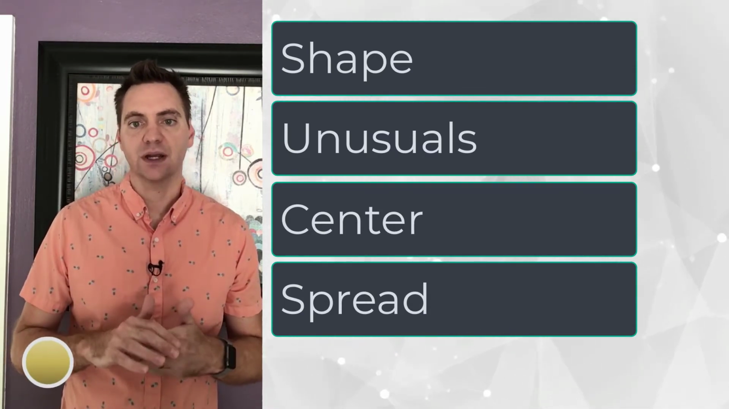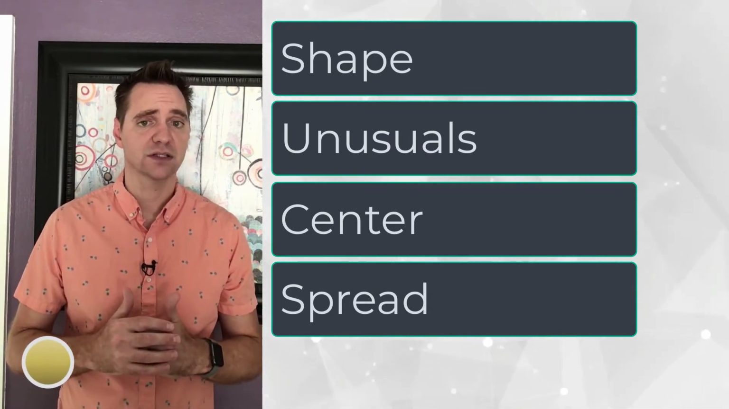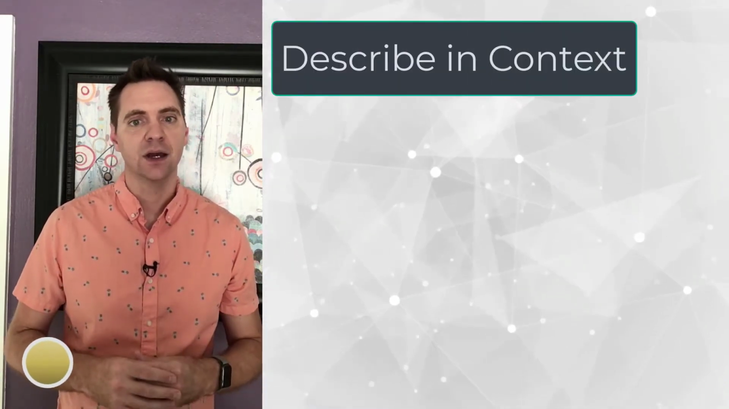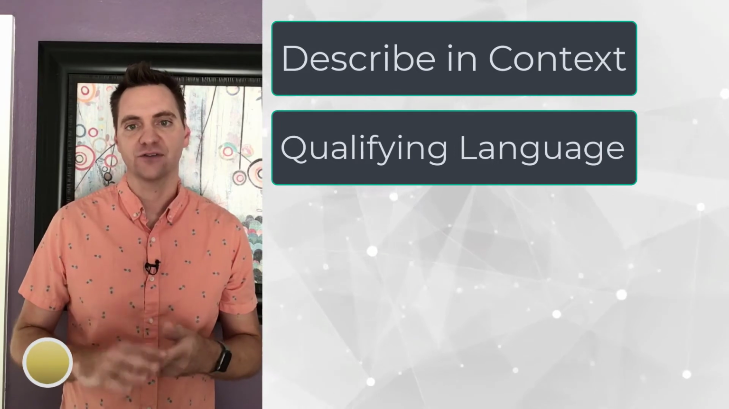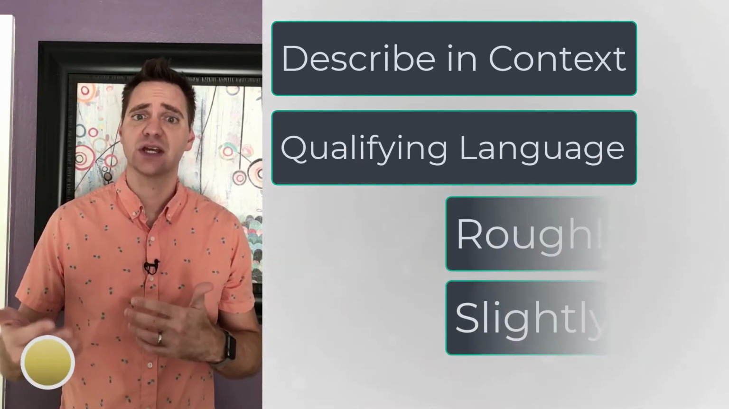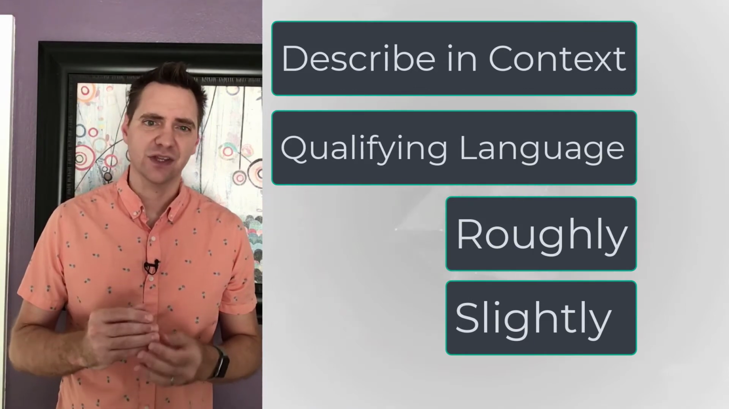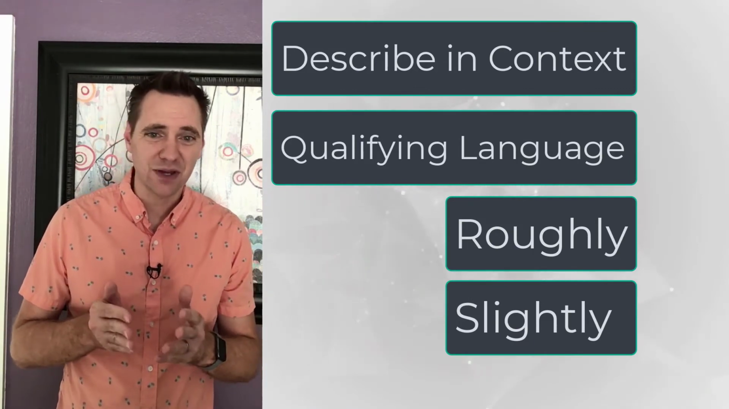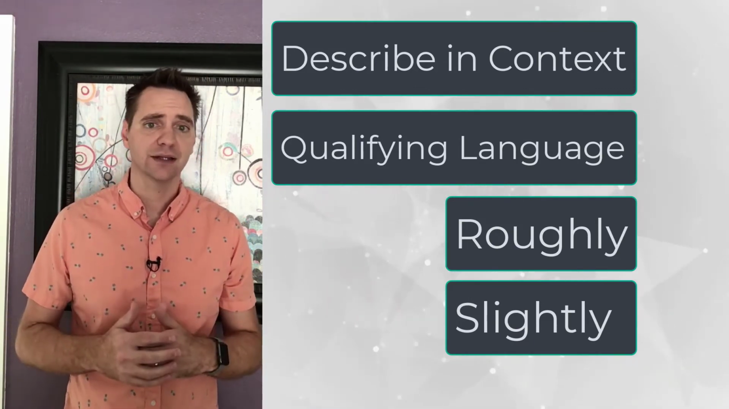Now, you can create a bulleted list whenever you're describing a quantitative distribution. Just make sure you're describing things in context. Moreover, don't be afraid of qualifying language. If something is not quite symmetrical, then say so. Say it's roughly symmetrical. If something is between skewed right and symmetrical, then say it's slightly skewed right.